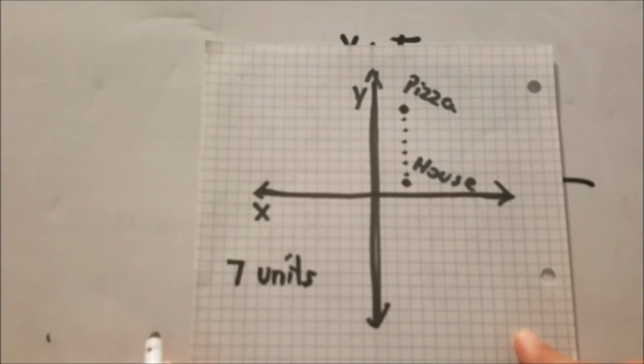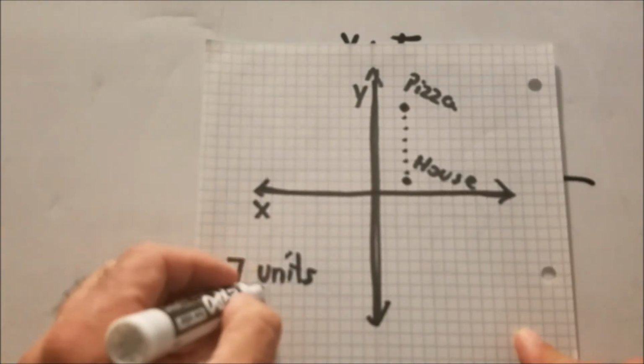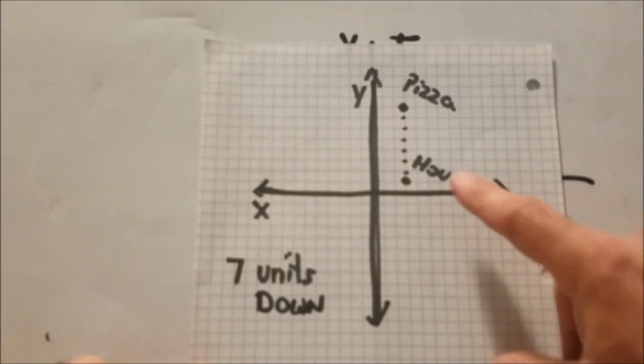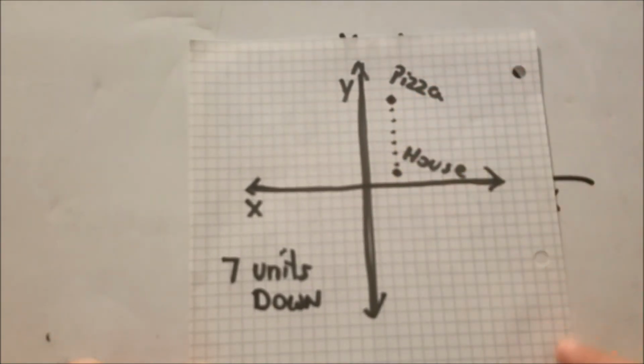Is it up or down? Down, right? It's 7 units down. Of course, if you were at the house, you would say it's 7 units up.